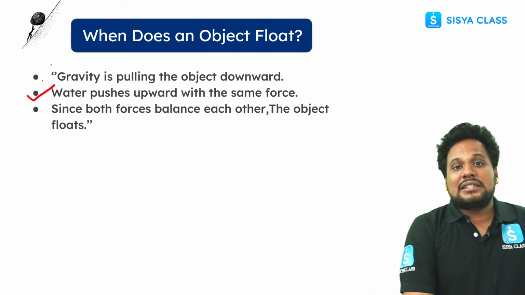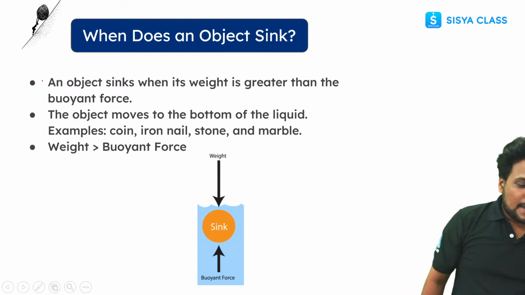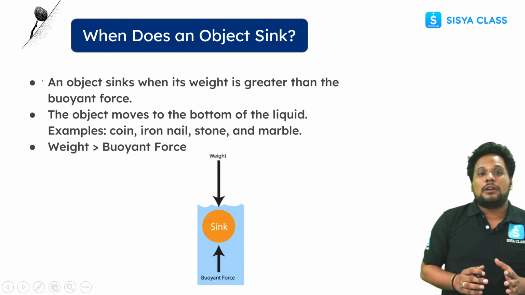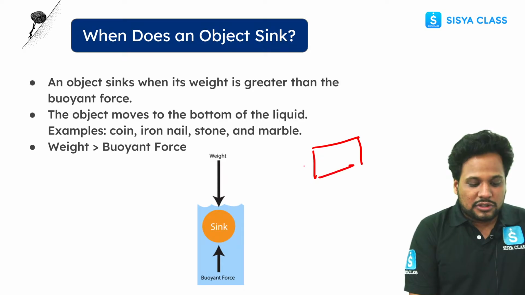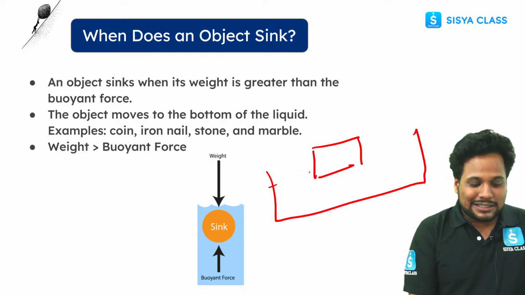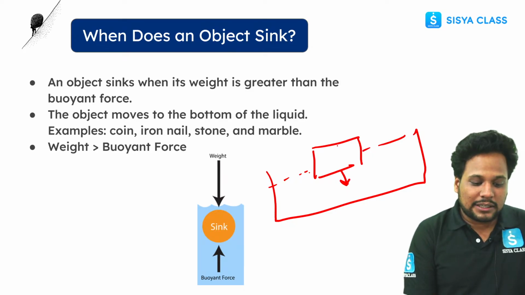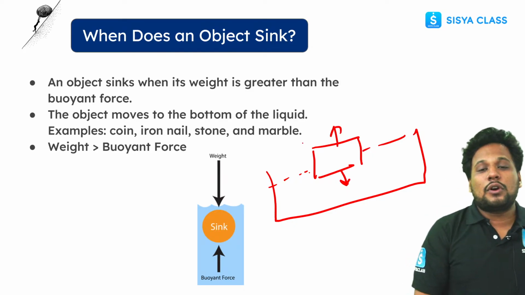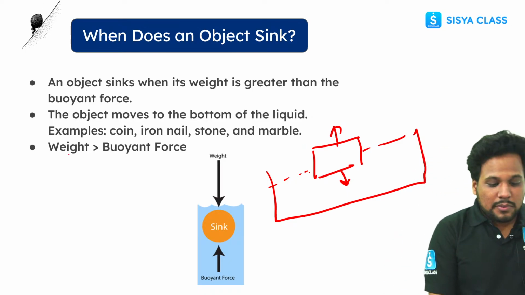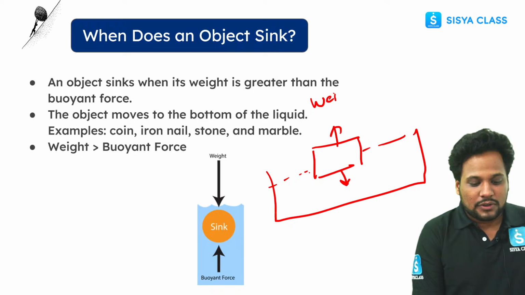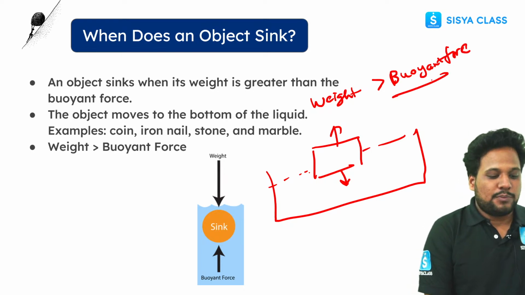Now we'll discuss when an object is going to sink. Let's suppose weight is the dominating factor. When I measure this object, the weight, the downward force, is dominating the upward force. In that case, what is going to happen? The object is going to sink. So remember this thing, that if the weight of an object is greater than the buoyant force, the object is going to sink.